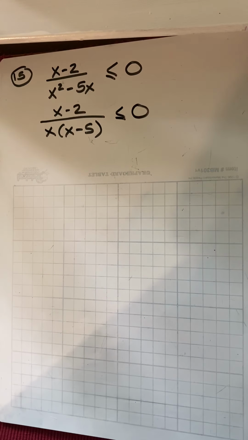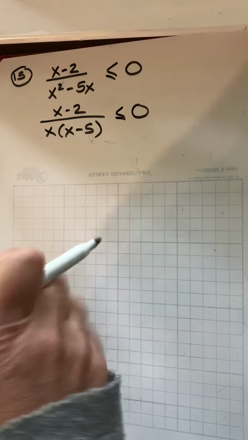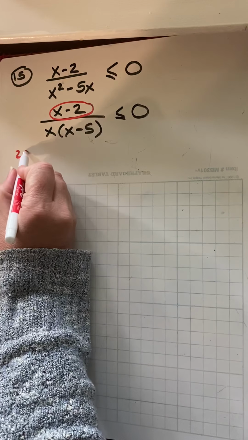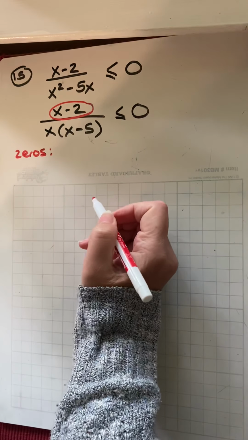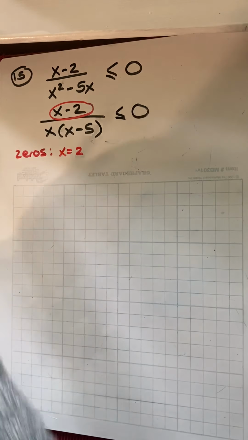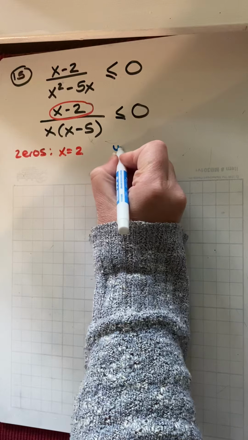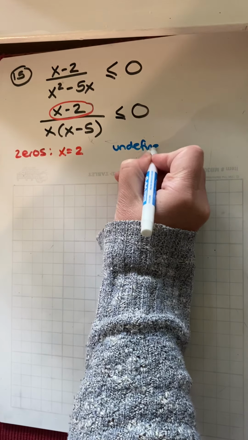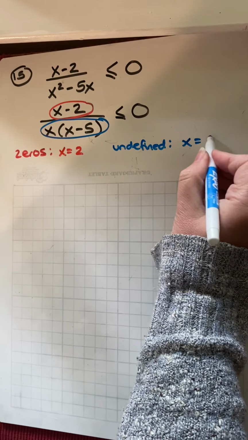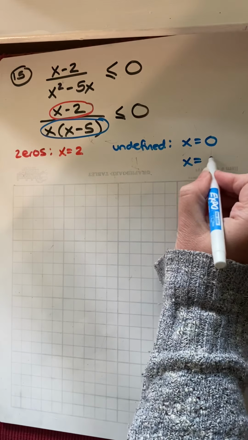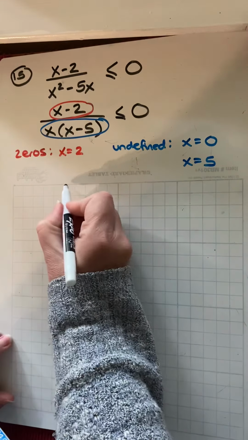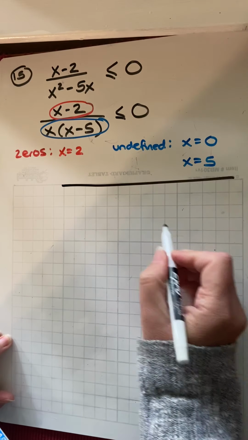So with a rational inequality, you need to determine two things. You need to figure out what your zeros are, and that's going to be what's going to make your numerator equal to 0, which in this case would be 2. And then you also need to determine what your undefined values are. And the undefined values are what's going to make your denominator equal to 0, which in this case would be x equals 0 and x equals 5. And then you're going to make a sign chart with all of those values.